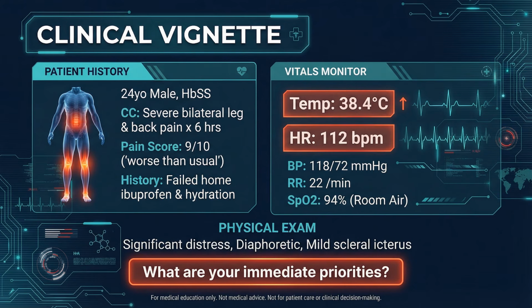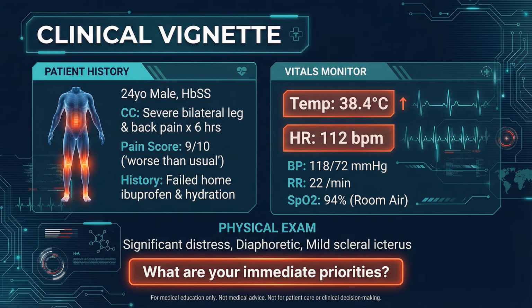Alright, let's start with a case to get us thinking. You're in the emergency department, and you meet a 24-year-old male with a known history of homozygous sickle cell disease. He presents with severe bilateral leg and lower back pain that started about 6 hours ago. He rates his pain a 9 out of 10 and tells you it feels like his usual crisis, but significantly worse. He's already tried ibuprofen and hydrating at home, but nothing has touched the pain.